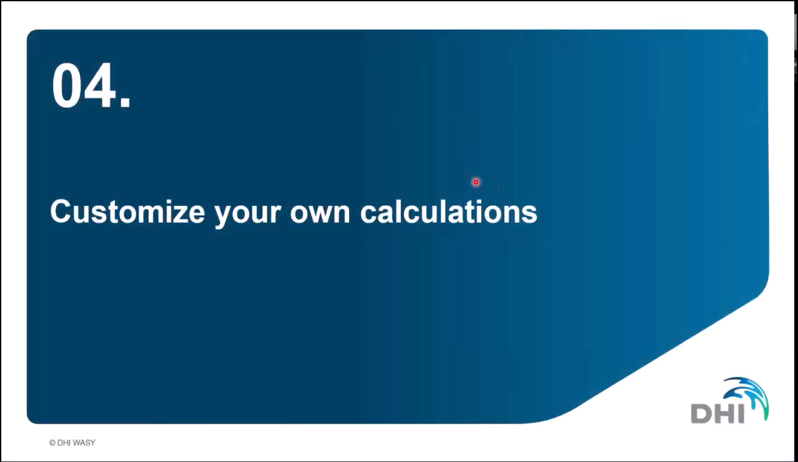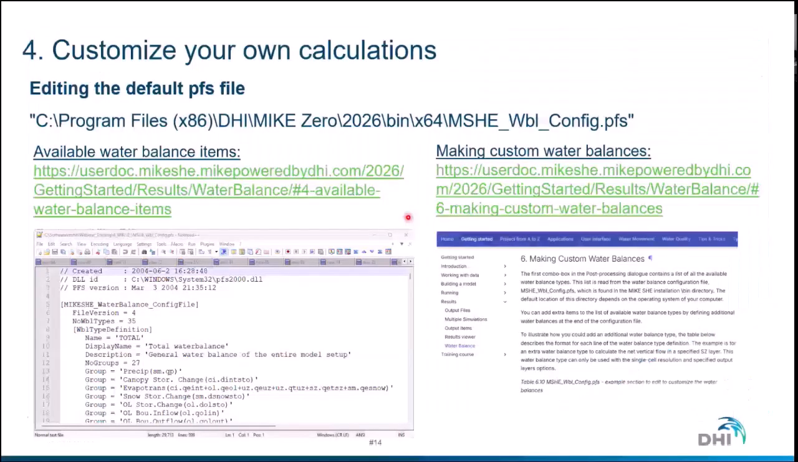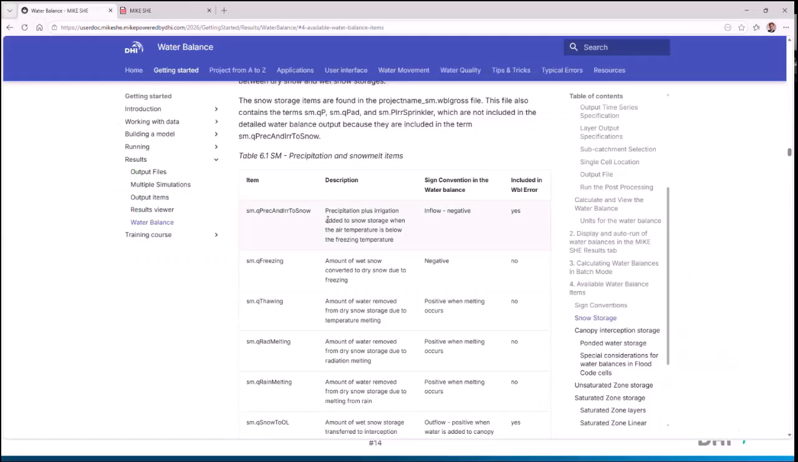Now, how to customize your own calculations. This is maybe the more advanced stuff. I have put in the PPT the links that are relevant for you. What you can see is the list I have shown you some minutes ago, the available water balance items. So I go again to the website.